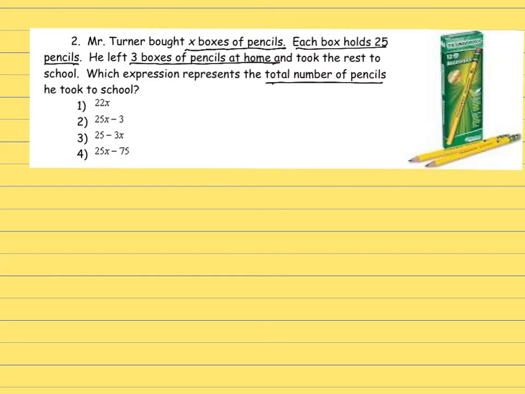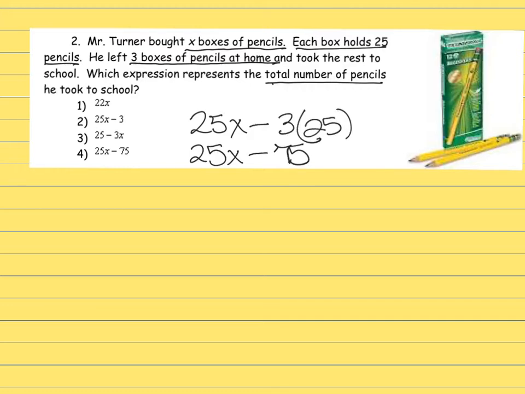Total number of pencils is the context of the problem. So Mr. Turner bought X boxes of pencils, and each box holds 25 pencils. So 25 times X. Now he left 3 boxes of pencils at home, and we need to know the total number of pencils. So we're going to have to adjust for that. He left them at home, so that's minus 3 times the quantity of 25 pencils per box, and we have an expression represented as 25x minus 75, which is choice 4.